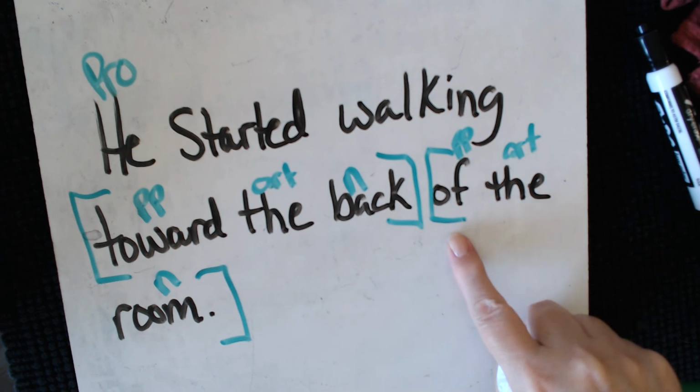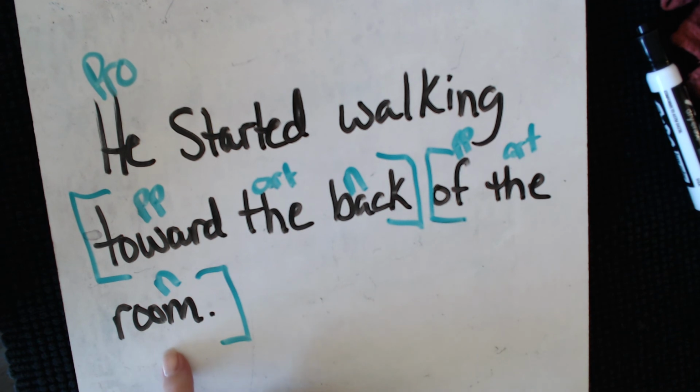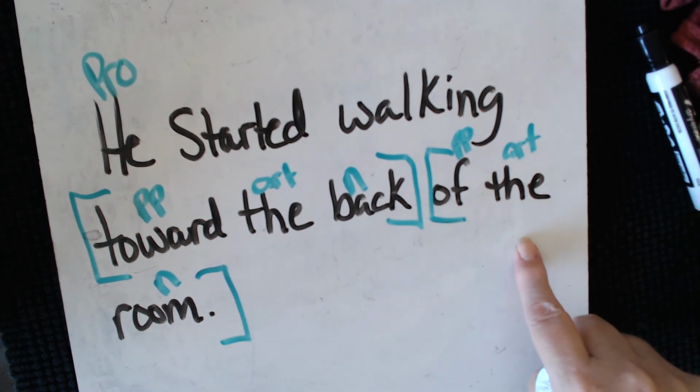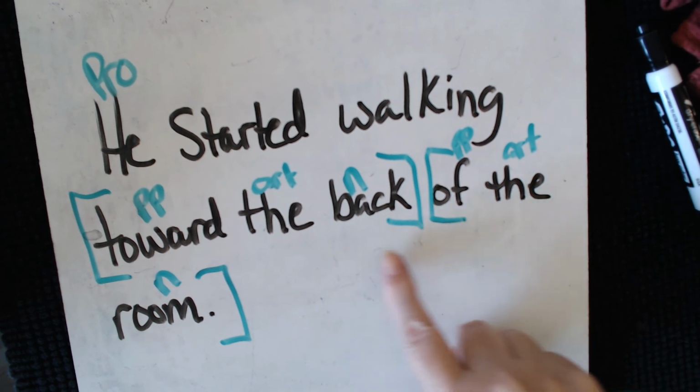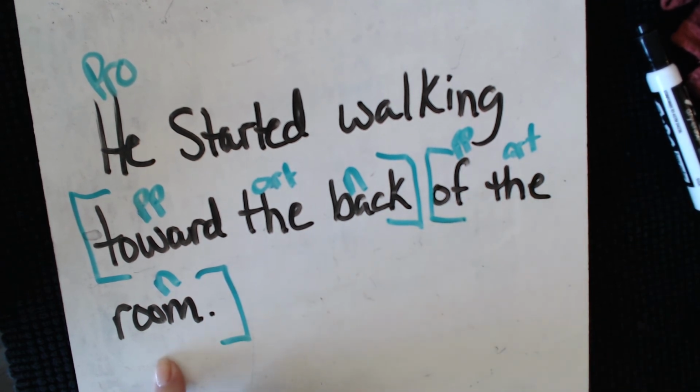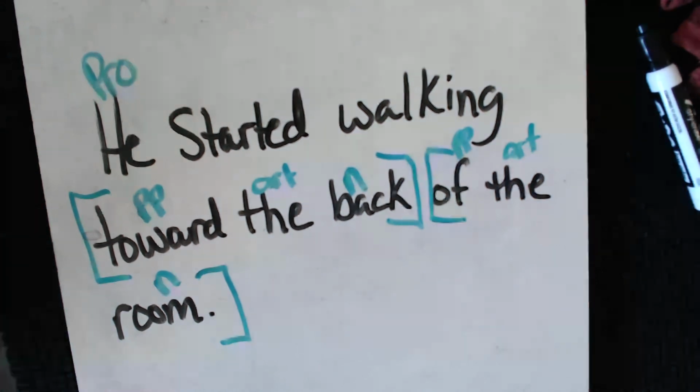And then we have of again. I told you it's a pretty common one. Of the room. Room is your noun at the end, and you have a modifier, the article, in the middle. So back and room are both doing the job of the object of the preposition. On some of your worksheets, it's going to ask what job is such and such doing, and you can say that it is an object of the preposition. It might also be doing the job of a modifier. Articles and adjectives both are doing the jobs of modifiers.